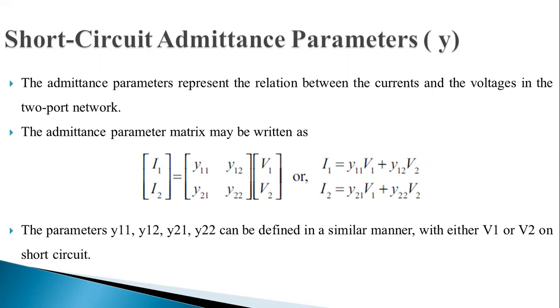So we can write the equation I1 equal to Y11 V1 plus Y12 V2. Similarly, for port 2, I2 equal to Y21 V1 plus Y22 V2. We can represent all these equations in matrix form: I1 and I2 as a function of V1 and V2 with respect to Y11, Y12, Y21 and Y22.